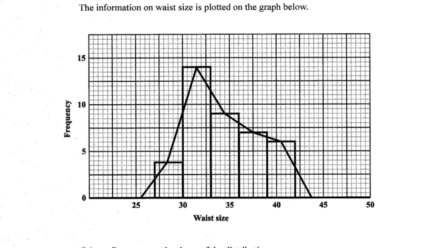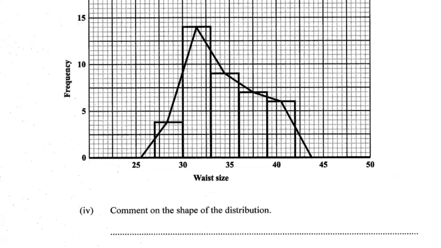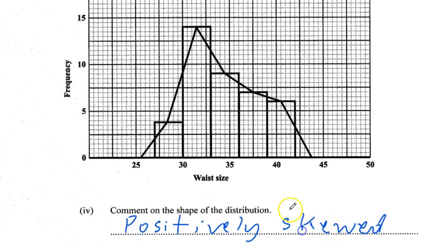Continuing, the information on waist size is plotted on the graph below. So the information in the table we just looked at is on the graph here. What are we asked to do now? We're asked to comment on the shape of the distribution. Obviously, the distribution is skewed, and we would say it's positively skewed. The reason we're saying it's positively skewed is that most of the data is concentrated to the left. If it was concentrated to the right, we'd say it's negatively skewed.